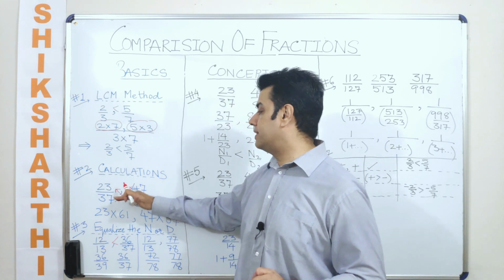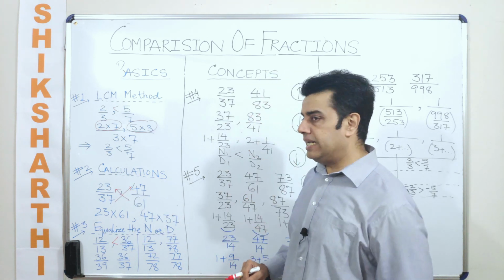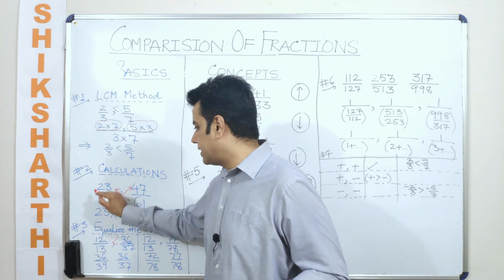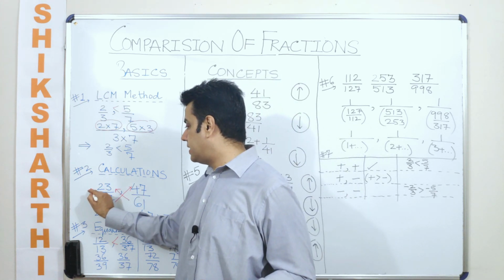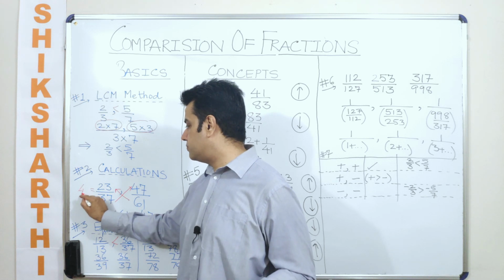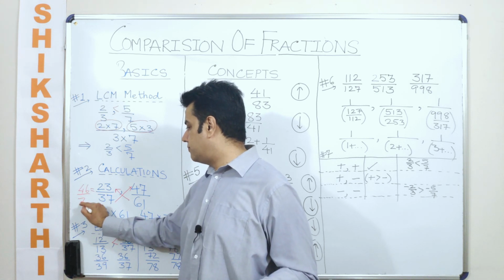Now using the same thing, I can go back here. Once I go back here, I am able to recollect that I can write an equivalent fraction here. Yes, and I can write an equivalent fraction like 23 upon 37 can be written as 46 upon 74.